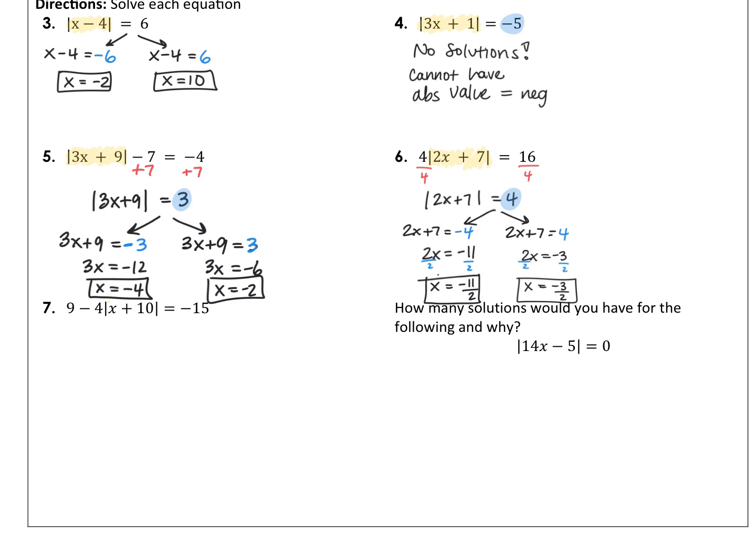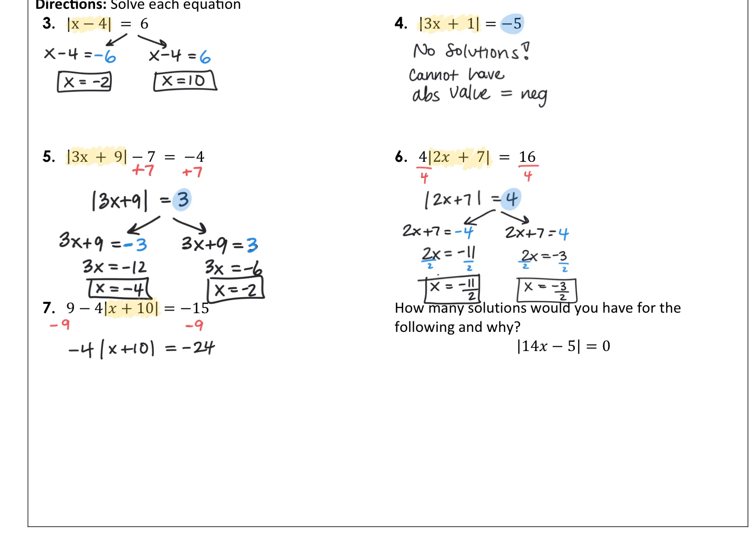Number 7, is the absolute value alone or isolated on that left side? Absolutely not. You cannot combine like terms for 9 and 4 because the 4 is attached to the absolute value. You need to get rid of the 9 first. When we solve equations, order of operations is done backwards. So we will subtract the 9 first because that's like having addition out in front. That now gives me negative 4 times the absolute value of x plus 10 equals, one second, negative 24.